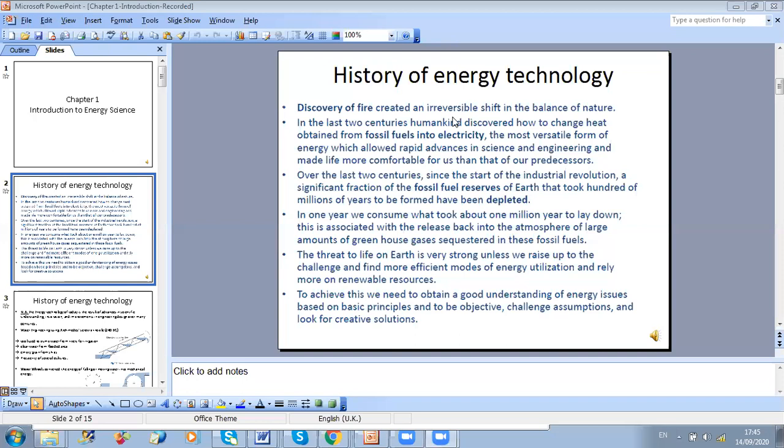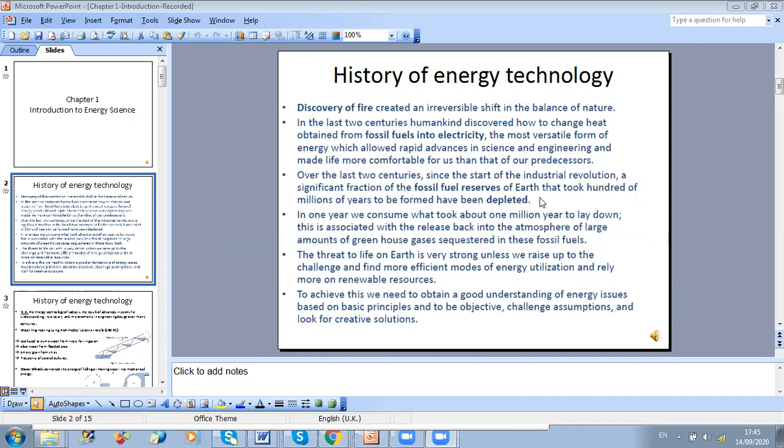Okay, so over the last 2 centuries, since the start of the Industrial Revolution, a significant fraction of the fossil fuel reserves of Earth that took hundreds of millions of years to be formed have been depleted. And this is a very important problem that we will learn how to overcome in this course.